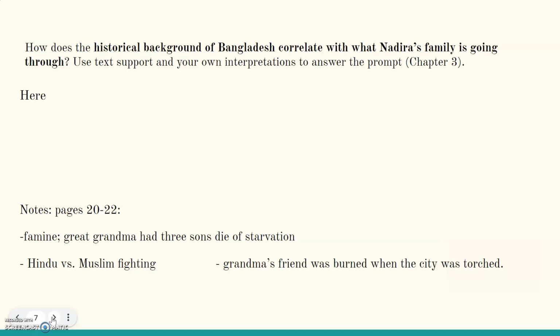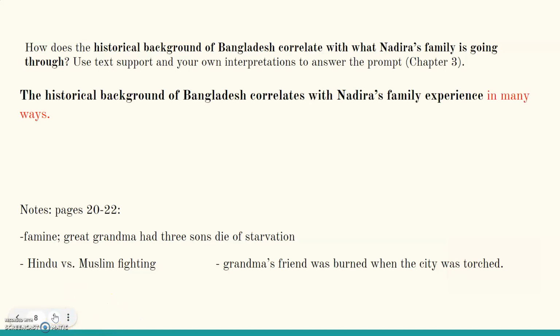Remember, we only have to have 2, but I always like to write down 3 or 4 so I can choose the best. So now that we know what words we're going to use from the prompt, let's jump into our very first sentence. We would say, the historical background of Bangladesh correlates with Nadira's family experience, and I need an answer. My answer is going to say in many ways, because my evidence is going to explain how Nadira's family's experience correlates with the historic background of Bangladesh. We learned about the historic background of Bangladesh in the video that we watched, and we actually talked about this in class.